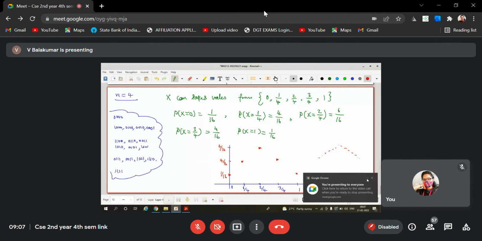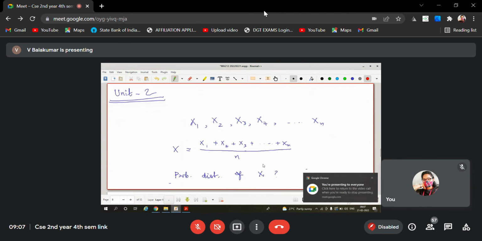That's what the central limit theorem says. Central limit theorem says that you can consider any random variable x1, any random variable x2, any random variable x3, and xn. Each of them follow the same distribution. Now you define capital X as the average. Now the probability distribution of this X is a normal distribution.